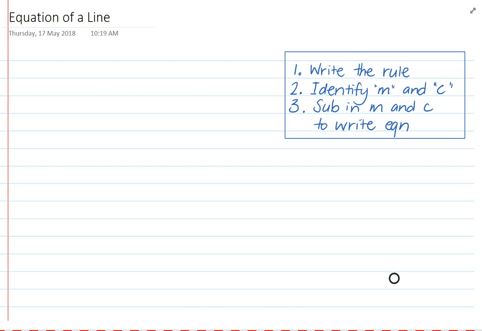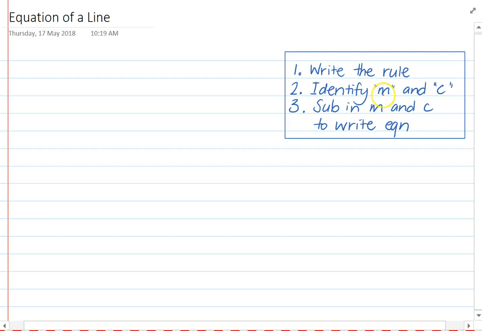In this video, we're going to write the equation of a line without using a graph. So once again, if you watched the previous video, you know the 3 steps. They don't change. The only thing that changes if we don't have a graph is we may need to do a little bit more working out.